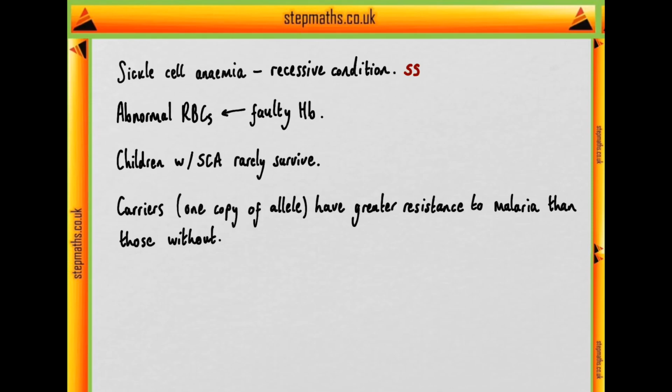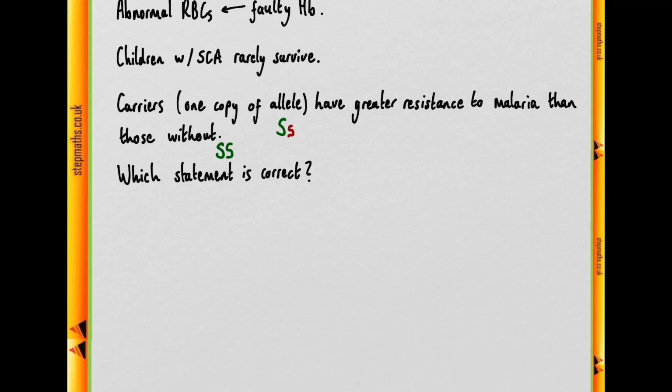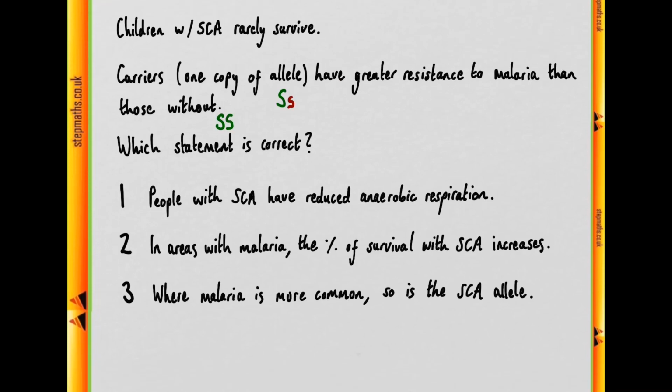But we're also told that carriers, who carry only one copy of the allele, and therefore they're heterozygotes, have a greater resistance to malaria than those without this copy, i.e. those with two of the healthy type of allele. So, bearing all of that in mind, we're given some statements, and we need to work out which is correct.